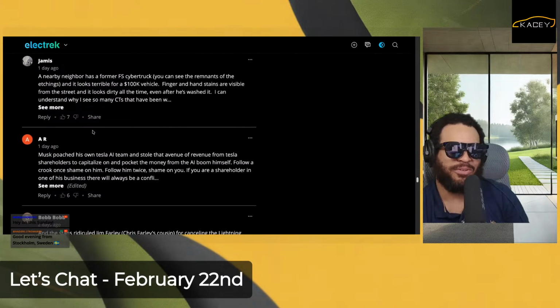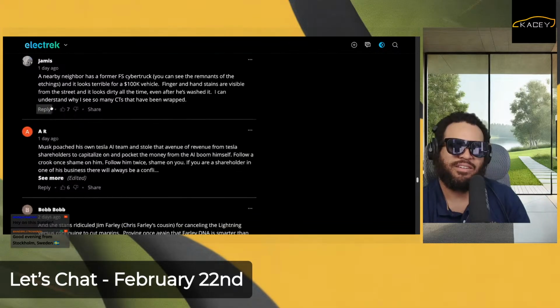Those are harsh. A nearby neighbor has a former Foundation Series Cybertruck. You can see the remnants of the etchings, and it looks terrible for a $100,000 vehicle. Finger and hand stains are visible from the street, and it looks dirty all the time, even after he's washed it. I can understand why I see so many Cybertrucks that have been wrapped. Plus, the wraps look really good. What I do want to know is how easy it is to wrap at home, because that's what I want to do.